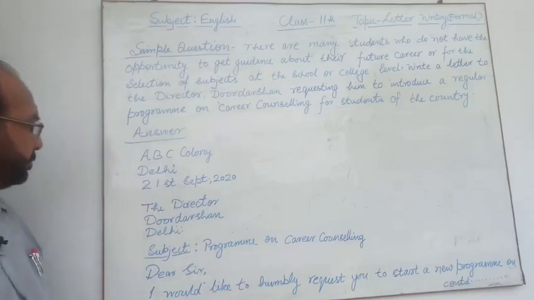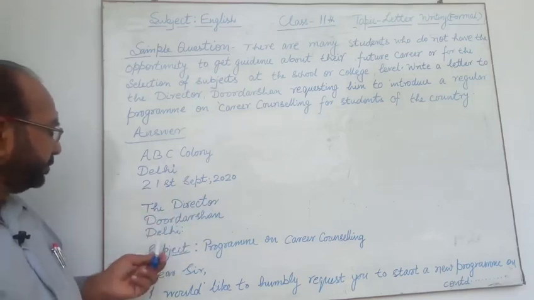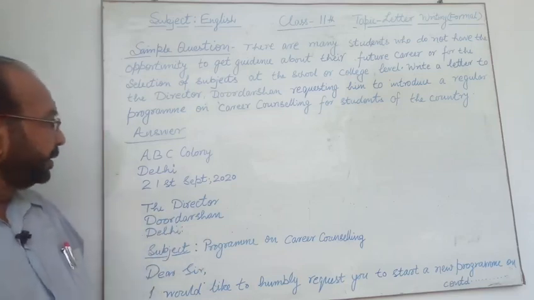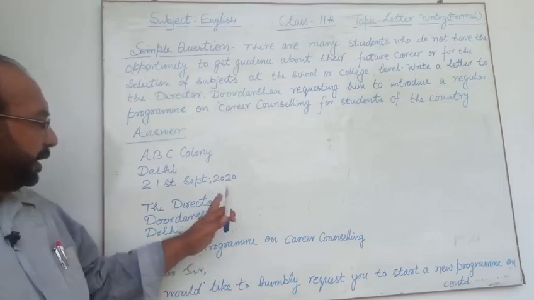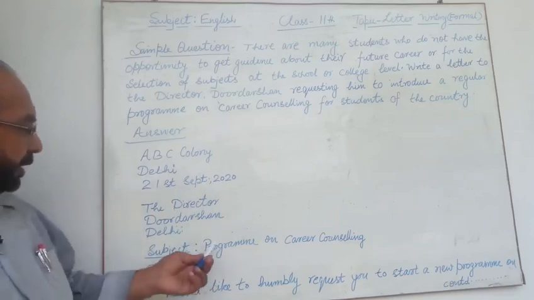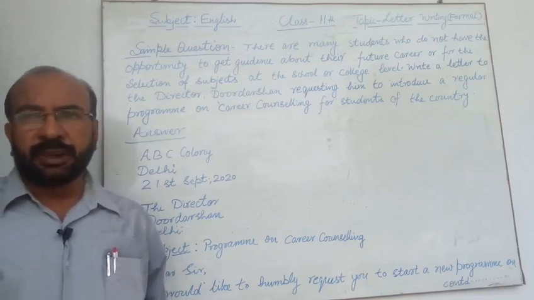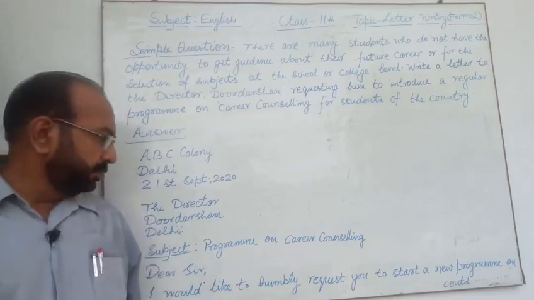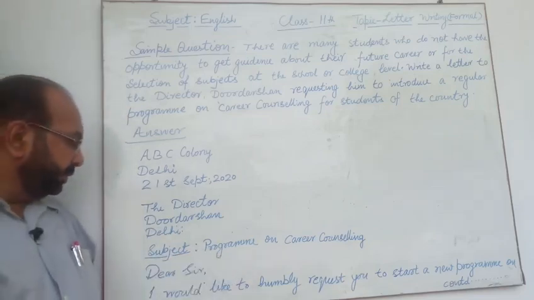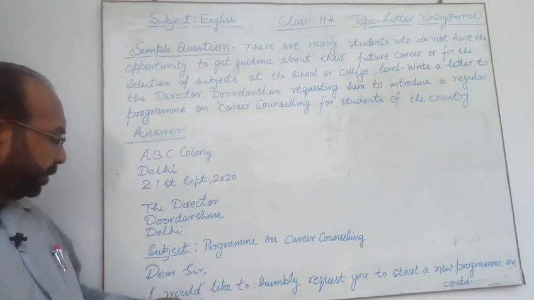And after that, the receiver's address, the director, Doordarshan, Delhi. Here you must be aware that no comma should be given at the last of any line in the address. Okay, your subject is program on career counseling. आपका जो सब्जेक्ट है वो एक प्रोग्राम आप चाहते हैं करियर काउंसलिंग से रिलेटेड दूरदर्शन पे, तो सब्जेक्ट आपने वो लिख दिया, प्रोग्राम ऑन करियर काउंसलिंग. Now we will start the salutation, dear sir, and we will start the body of the letter.